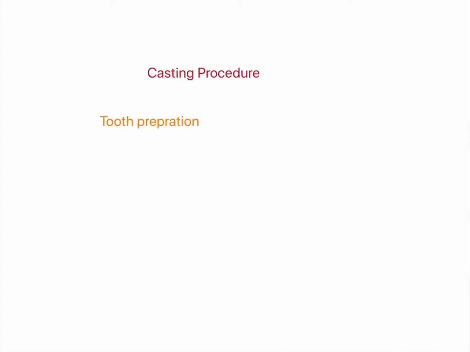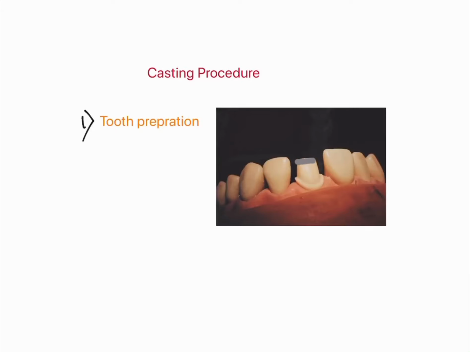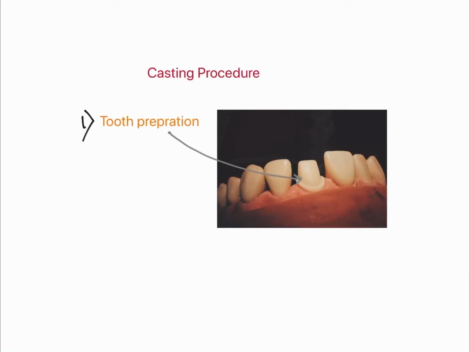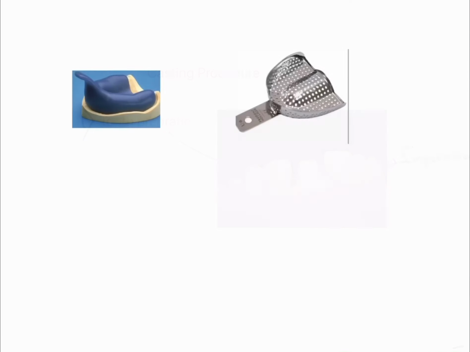So first step we will do is tooth preparation. This is a prepared tooth structure with margin. After tooth preparation, we need to record this structure with the help of impressions. For making the impression, we use elastomeric impression material. We can use custom trays or we can use stock trays. Custom trays are preferred because they are specific to a patient.